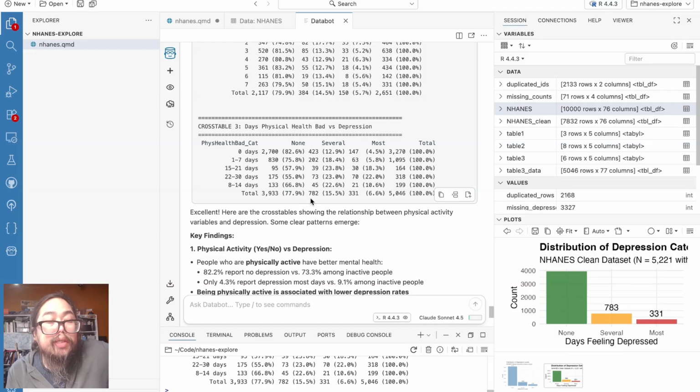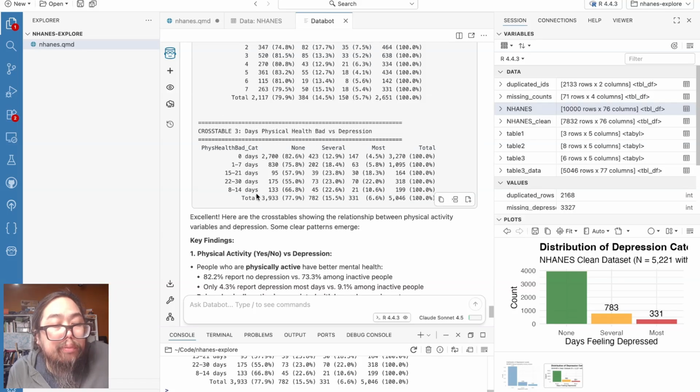Here's another one: days physical health bad versus depression. Unfortunately, this is bad, Databot. You can see that the categories are not in numerical order. But let's take a look. If you have 0 days, let's look at several. There seems to be a trend that if you have more days where your physical health is bad, you're going to have several depressive episodes. Same thing with the number in the most category as well.